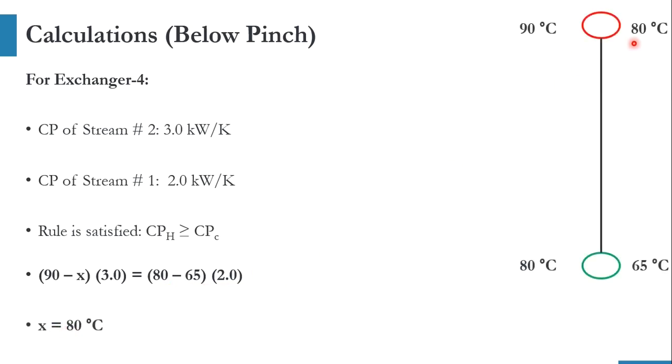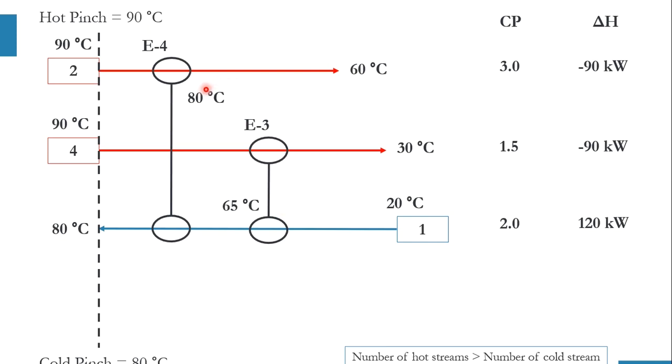Now you can see 90 to 80 degrees centigrade, and 65 to 80 degrees centigrade. Here the temperature difference is 10, here the temperature difference is 15. Both answers are positive, so you can place this match over here. So this is 80 degrees centigrade.